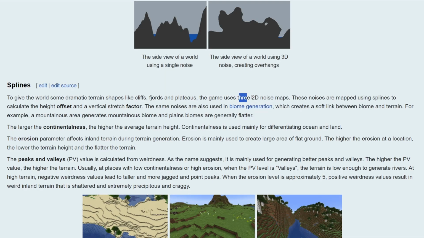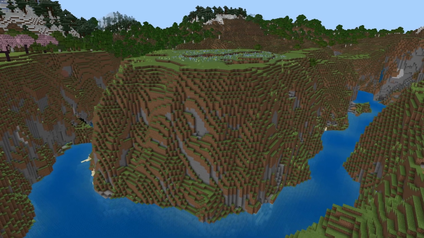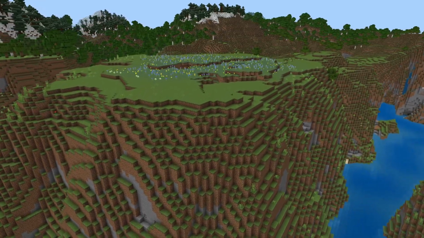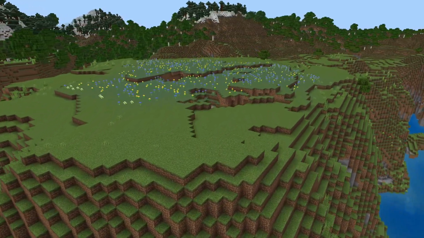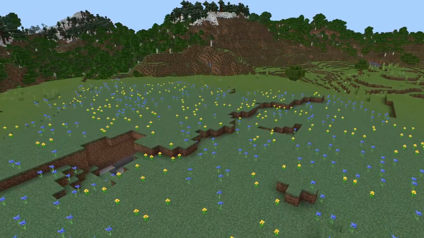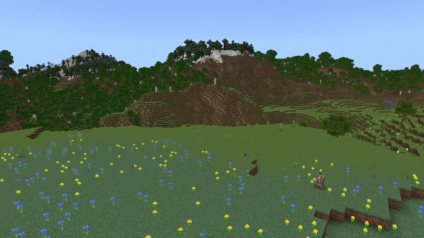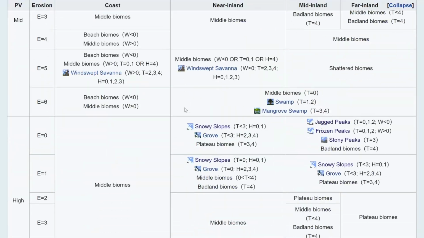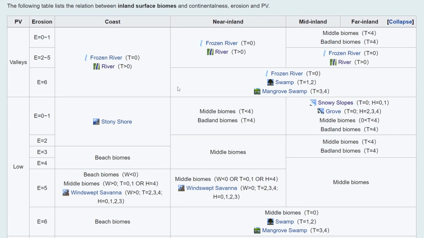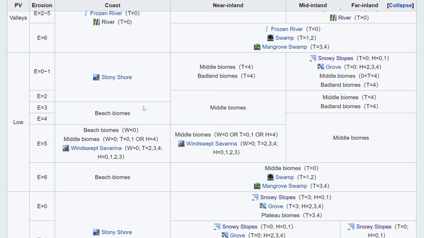So if these 3 noise maps are pretty much controlling the terrain in Minecraft, what if we could look at those 3 on a graph and then see what each biome has in terrain? Now looking at this, it compares peaks and valleys, erosion, and continentalness off the coast. Now looking at this, there's something off about it. It doesn't show all biomes.